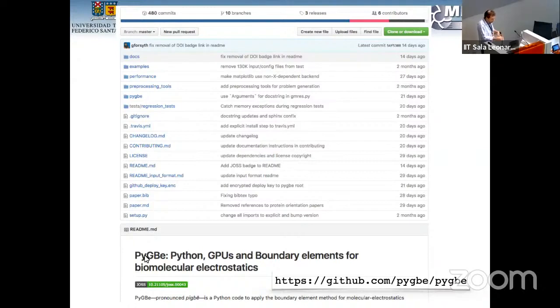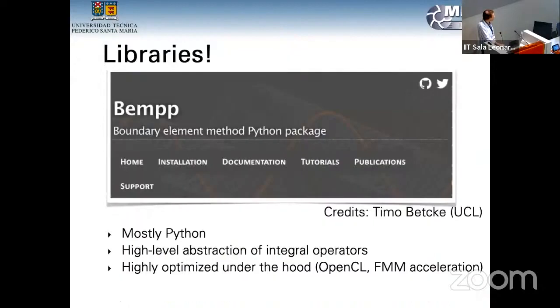So that's why I started looking for alternatives, and I found this library, Bempp, which is developed by our good friend Timo Betcke at UCL and the math department there. It's a boundary element library, as it says. It's mostly Python. It has high-level abstractions of the integral operators, but under the hood, it's actually very efficient. Okay. And it's built by people that are very careful about their work.